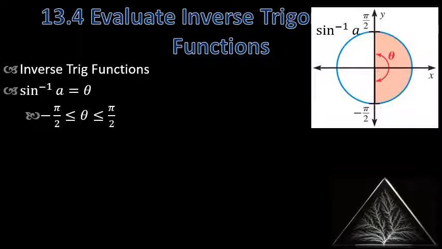You use the inverse to find the angle. When you're looking for the angle, you use the inverse. The only time you use the inverse is when you're looking for the angle. Inverse sine always gives you an angle between negative pi over 2 and positive pi over 2. That's one quadrant where sine is positive and one quadrant where sine is negative.